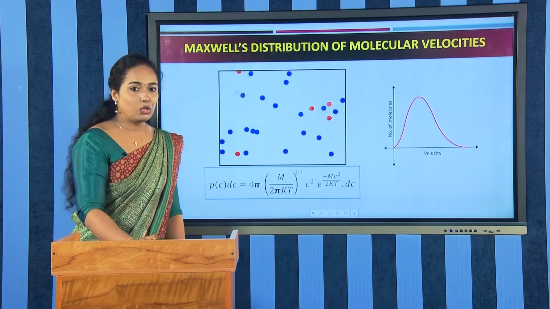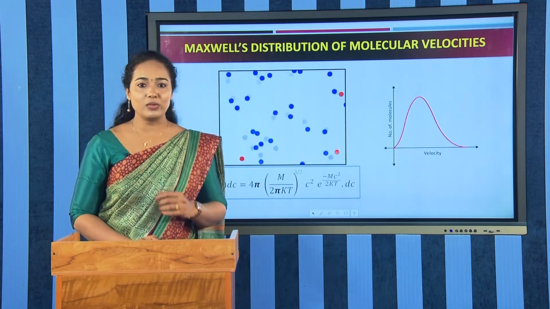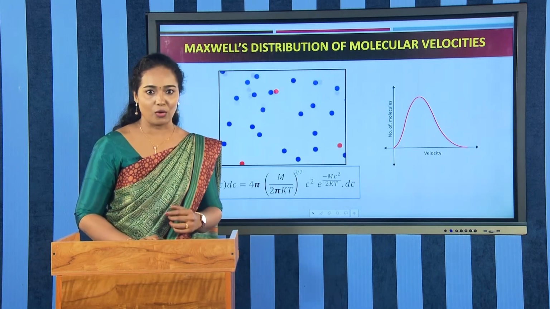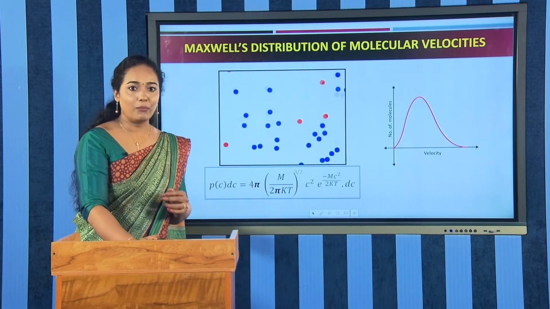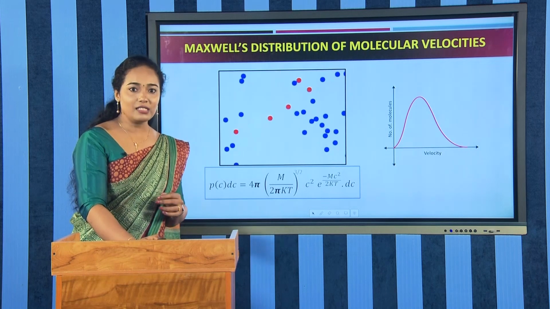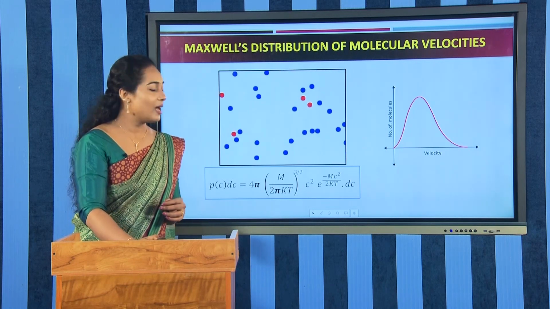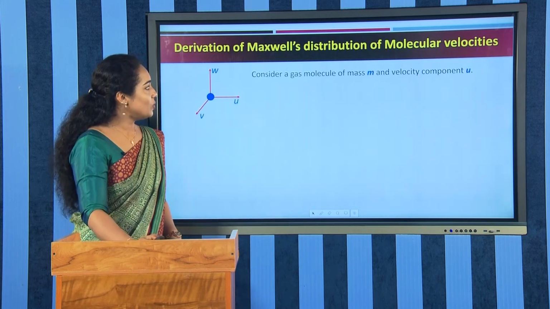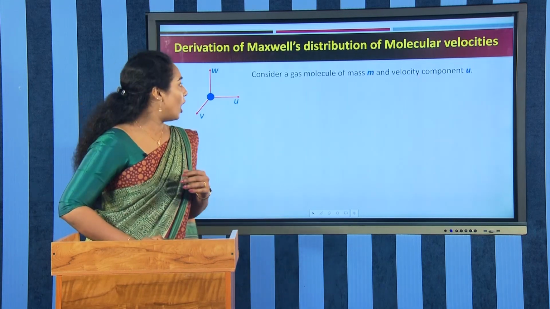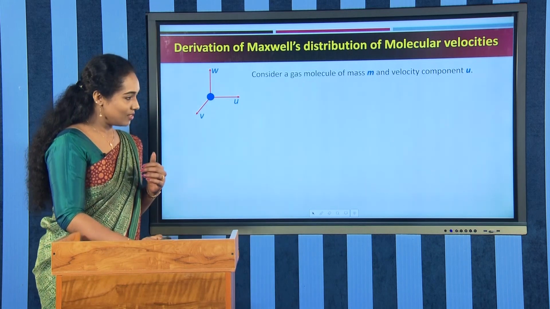This equation also means that Maxwell's distribution of speeds of gas molecules is directly related to the temperature in Kelvin and molar mass of a gas, and this equation is also known as the Maxwell-Boltzmann distribution law. So, now we shall look at how this equation is derived.